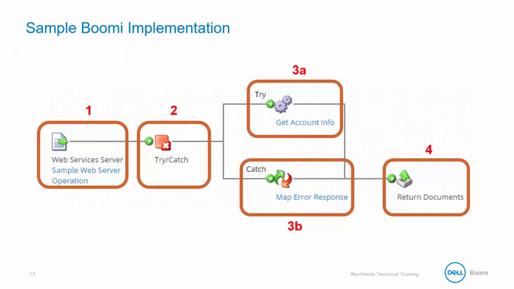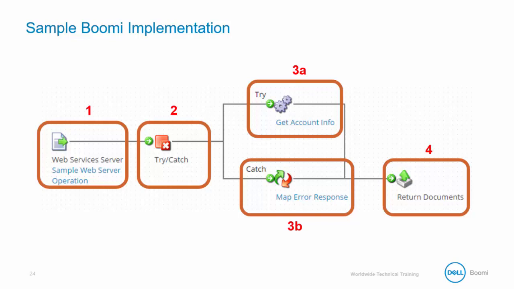So let's take a look at this sample Boomi implementation. In step 1, we set up a web service listener. This will be listening for both SOAP and REST requests. In step 2, an optional try-catch block captures and processes any errors returned from a downstream business process call. This allows any unexpected exceptions to be gracefully handled within the process logic to return a more friendly response to the client instead of an HTTP 500 internal server error.